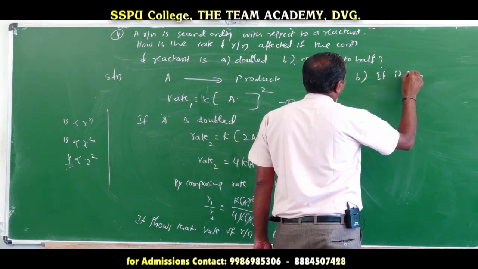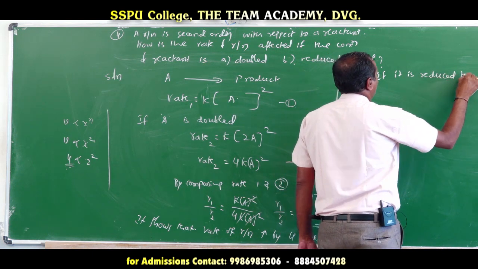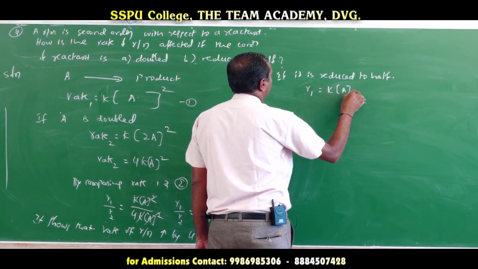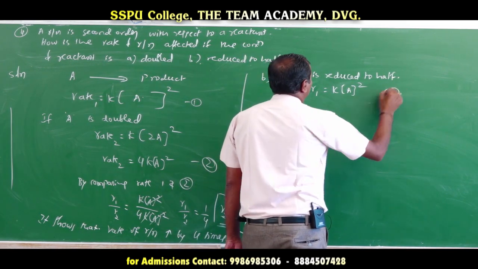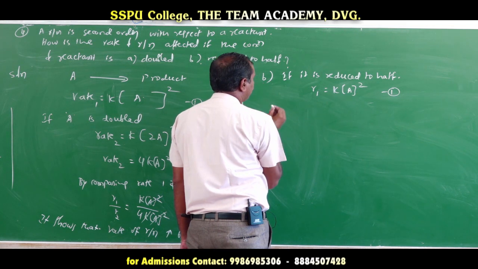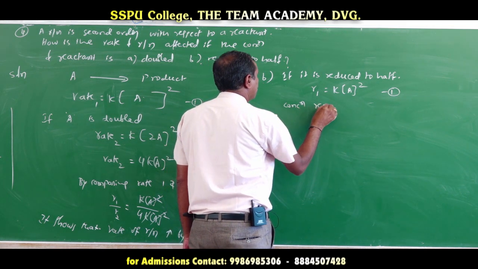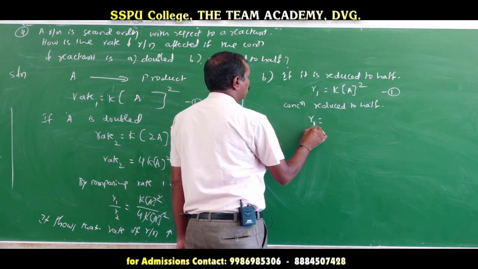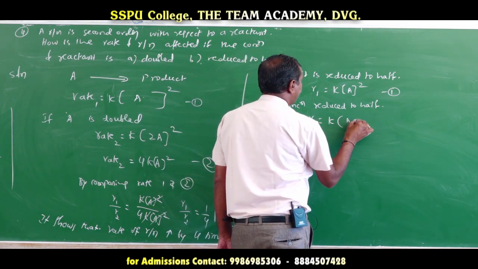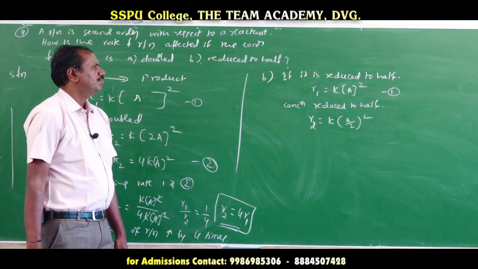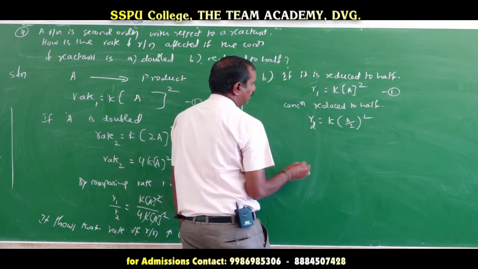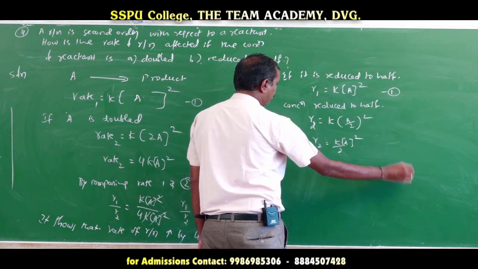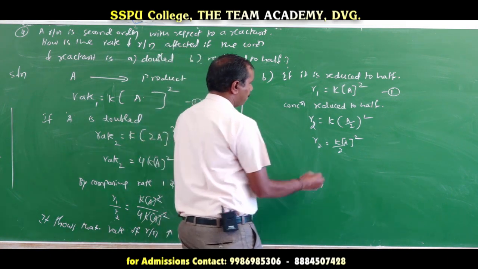If it is reduced to half, initially rate 1 is equal to K into concentration of A to the power of 2; this is equation 1. If the concentration is reduced to half, rate 2 is equal to K into A by 2 to the power of 2, which means rate 2 is equal to K by 4 into A to the power of 2. This is equation 2.